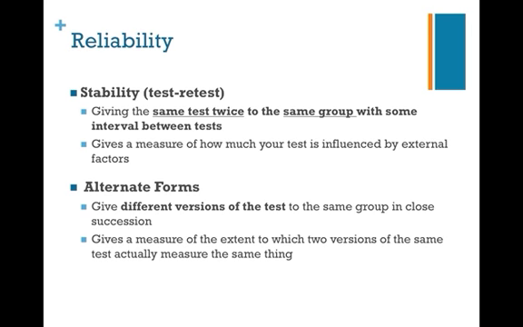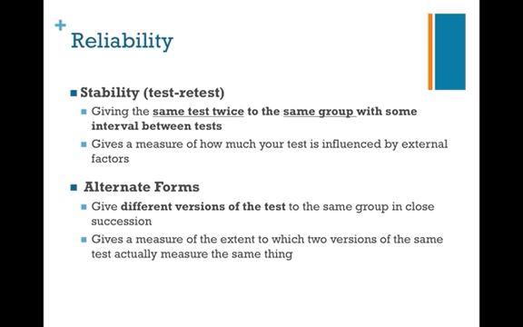Alternate forms reliability is when you give different versions of the test that are supposed to be equivalent to the same group in close succession. Do they score the same? Again, you don't want to have them get tired. You don't want them to get bored or distracted. You don't want them to have any practice. So you're trying to filter those things out.